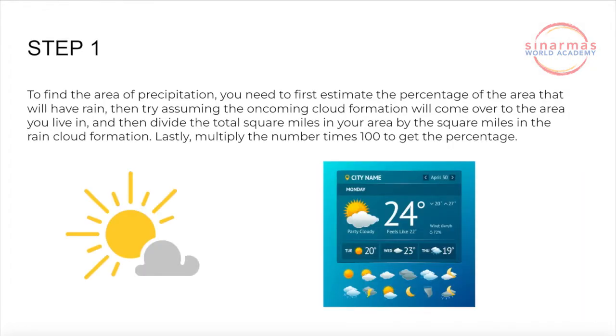To do that, there are 3 steps. For step 1, you first need to find the area of precipitation. To do that, you first estimate the percentage of the area that will have rain, and then try assuming the oncoming cloud formation that will come over the area you live in. Then divide the total square miles in your area by the square miles in the rain cloud formation. Lastly, multiply the number by 100 to get the percentage.